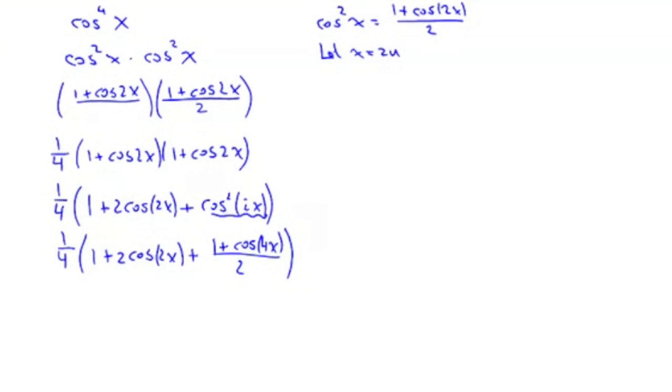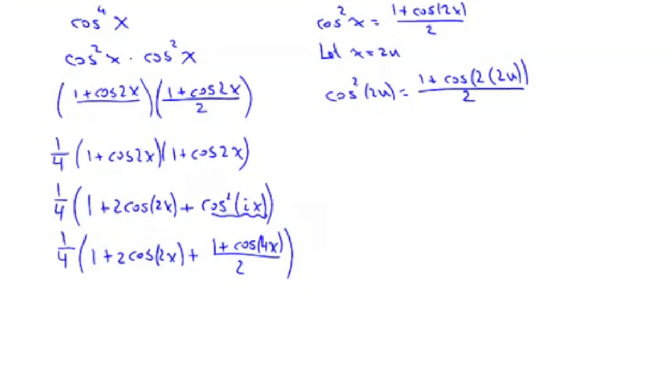Right? Well, if you do that, then it becomes cosine squared of 2u is equal to 1 plus cosine of 2 times 2u, over 2. Better known as 4u. So it just doubles the angle when you pass it over the equal sign.